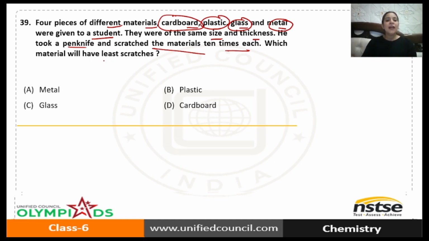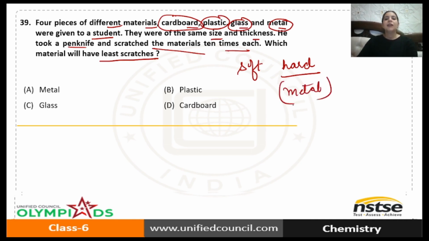So which material will have the least scratches? Now let me tell you, it is easier to scratch a substance which is soft, but it is difficult to scratch a substance which is hard. So out of cardboard, plastic, glass and metal, which one is hard? Obviously metal is hard. So obviously the number of scratches would be less on metal. So which would have the least scratches? Obviously metal will have the least scratches. So option A is the correct answer.